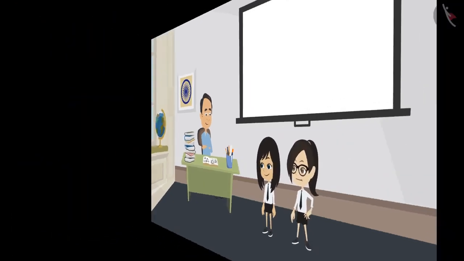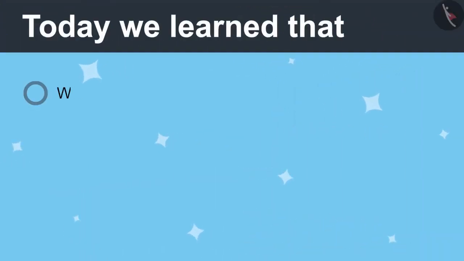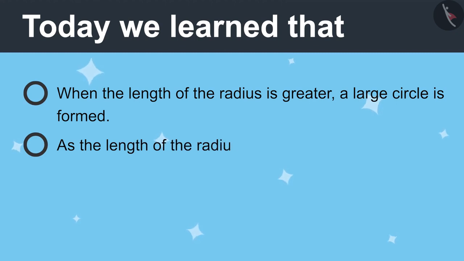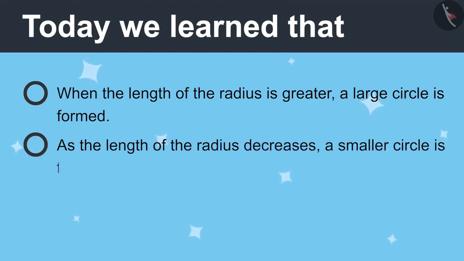Now I understand, sir. Today we learned when the length of the radius is greater, a large circle is formed. As the length of the radius decreases, a small circle is formed. And there are many radius in one circle.